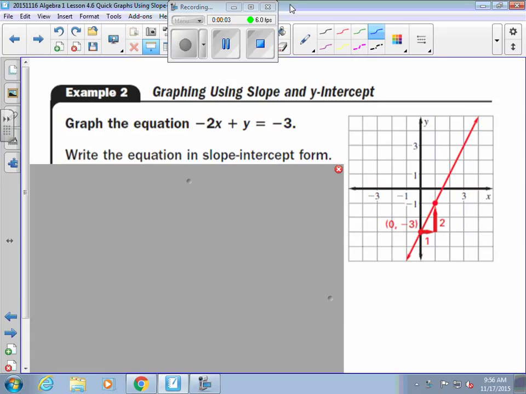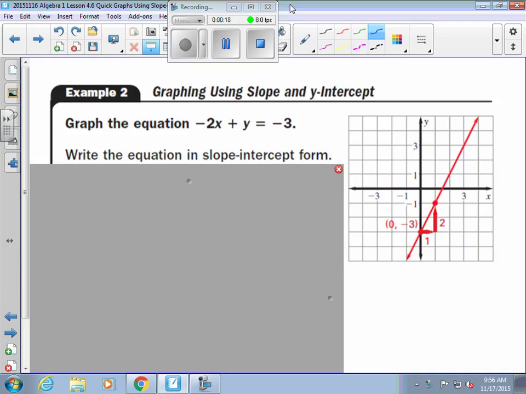This is Algebra 1, Lesson 4.6. We're graphing equations using slope-intercept form. Part number 2, we pick it up with example number 2. It says graph the equation, negative 2x plus y is equal to negative 3.